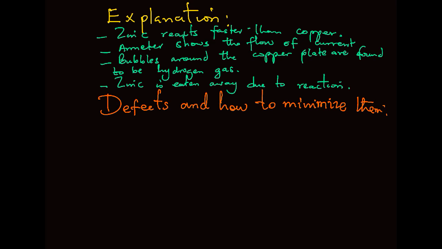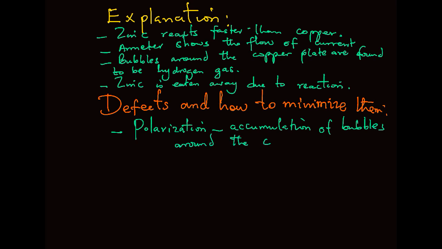Defects and how to minimize them. We have already said that bubbles accumulate around copper plate. This is known as polarization. Accumulation of bubbles around the copper plate. We have already stated that the bubbles are found to be hydrogen.